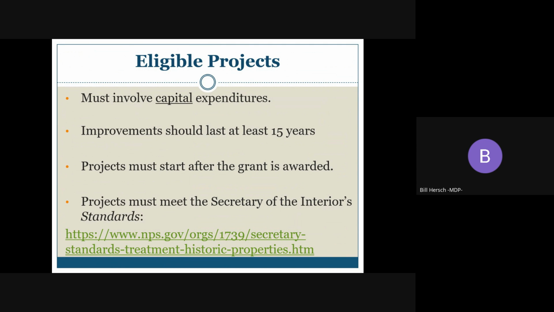The goal of the grant is to fund capital-related expenditures only. Project work is expected to last at least 15 years, and we can't fund work that's already started. So any work already underway is not eligible for grant funding. However, other work can be happening on your site while the grant project is underway. All projects funded by an MHT grant must meet the Secretary of the Interior standards.